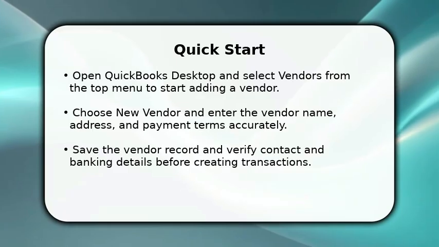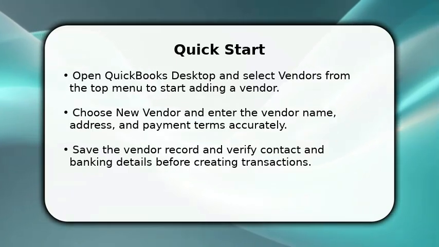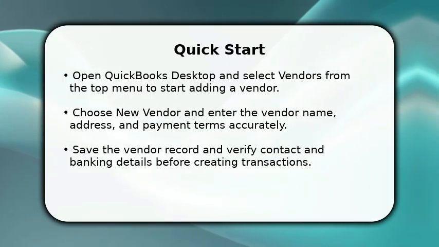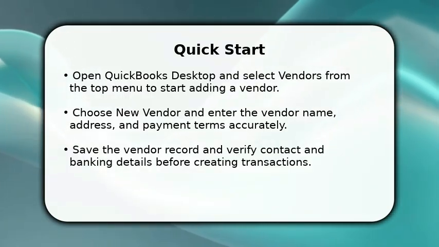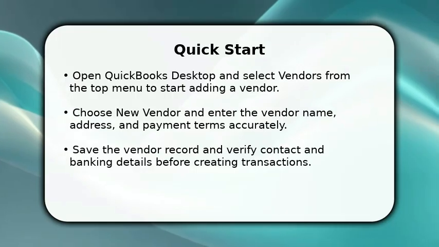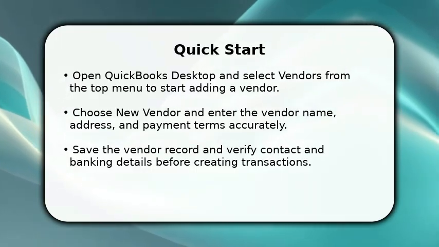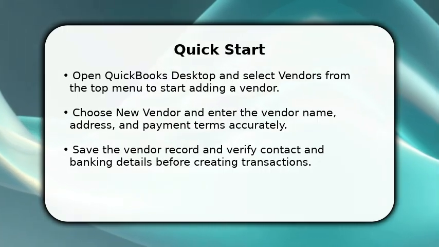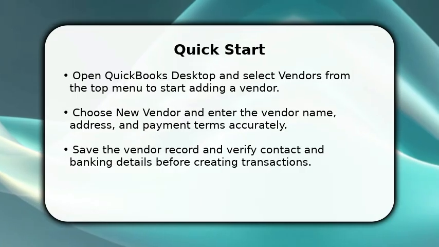In this video, I will show how to add a vendor in QuickBooks Desktop. Open QuickBooks, go to Vendors, and choose New Vendor to start. Enter the vendor name, address, email, and payment terms carefully. Add tax ID, remittance address, and preferred payment method if available. Double-check banking and contact details, then click Save.